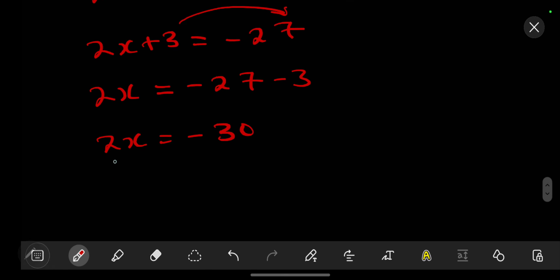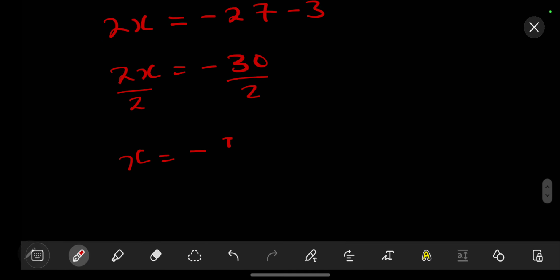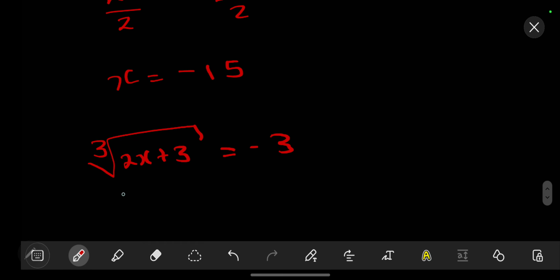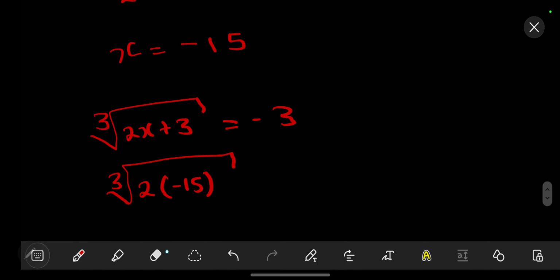So what do we have? We divide by 2, and x will be equal to negative 15. So let's try to test for the solution. What we have is the cube root of 2x plus 3, where there is x, we put negative 15, then we have our plus 3, which should be equal to negative 3.